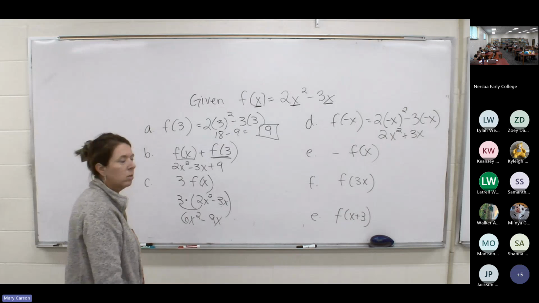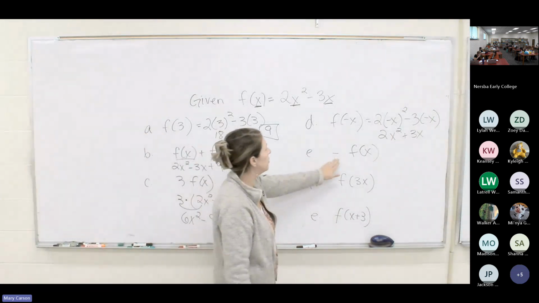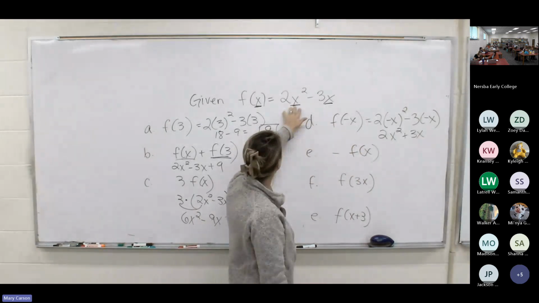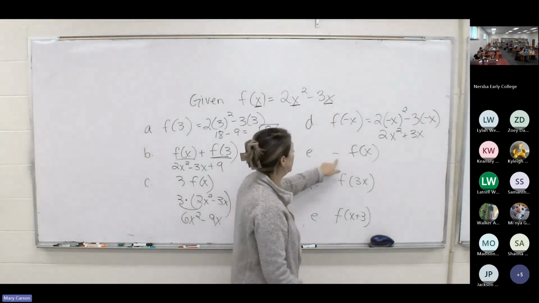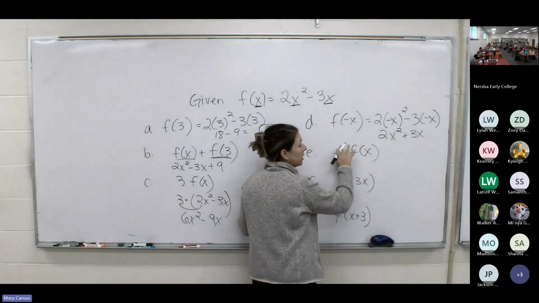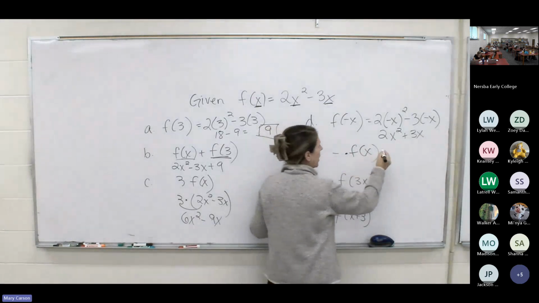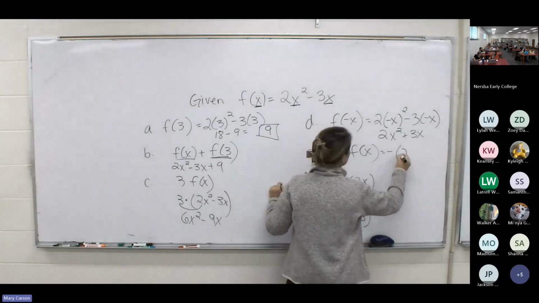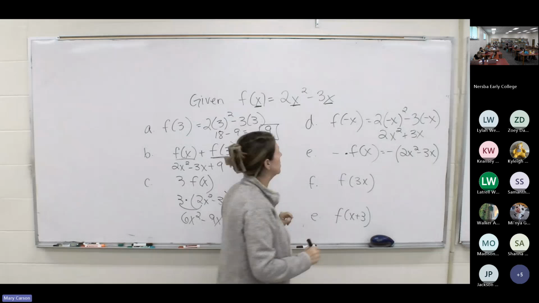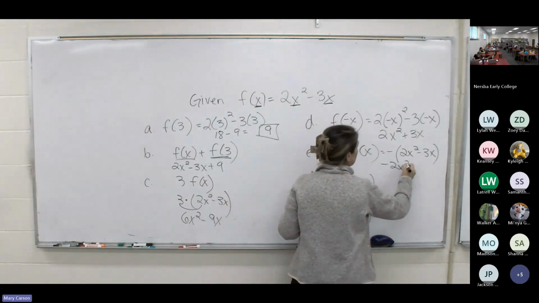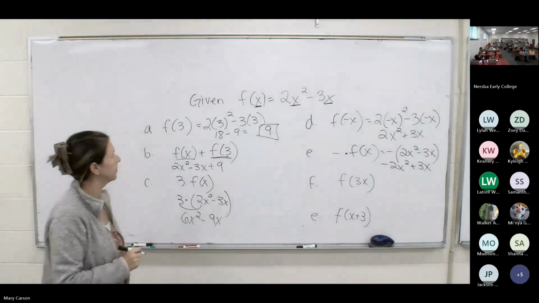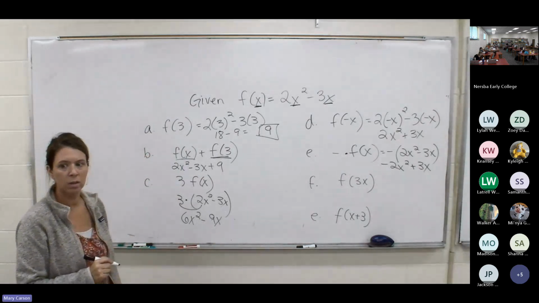Good job, Latrell. All right, what about this one? This one's a little different. You're taking a negative and you're multiplying it by the f of x. So up here, where your equation is, it's like saying this is like negative 1 times that. Does that make sense? So this would be a negative times 2x squared minus 3x, which then becomes negative 2x squared plus 3x. Questions so far?